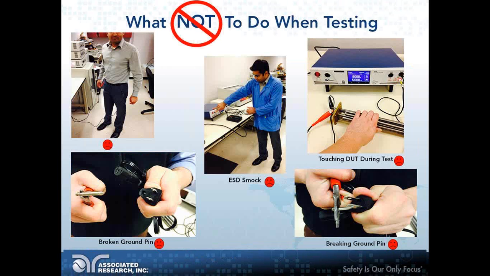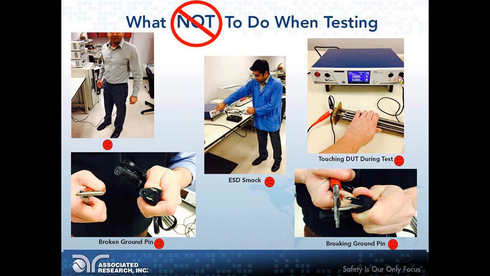Next, we're going to talk about what not to do when you're performing electrical safety tests. Now, as we looked at some of the electrical safety tests, you can tell that some of these tests are very high current and high voltage applications. So these tests in themselves pose a safety hazard or a shock hazard to the operator. In order to minimize those shock hazards, there are some tips and tricks that you must follow and some precautions that you must take to ensure operator safety.